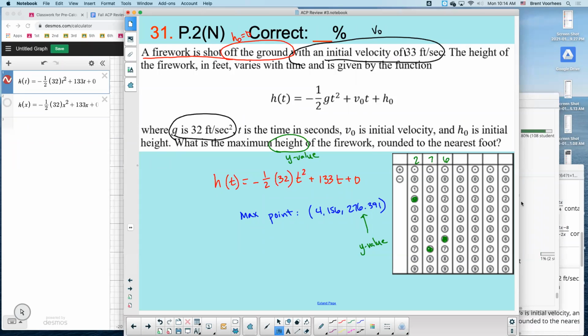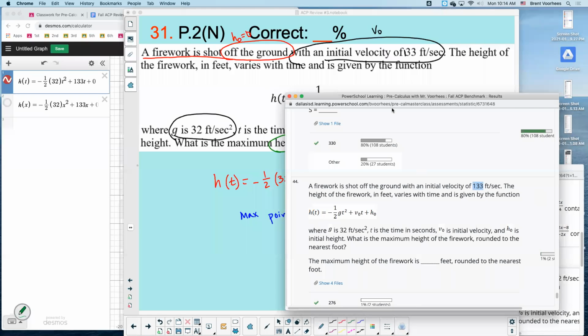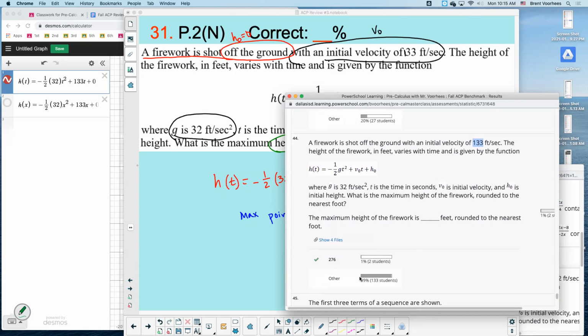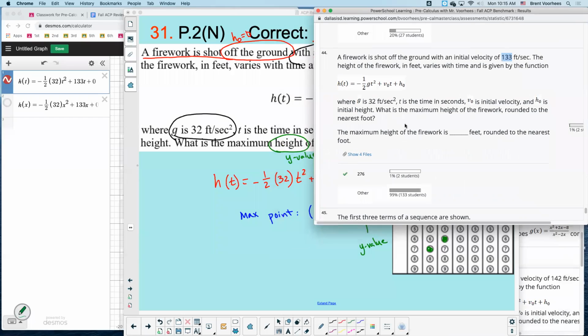276. And let's see how we did on the actual test. Only 2 students got that right. 133 other students either did not do it or got something else, but 276 was the correct answer. So only 2 students out of all of them got this one right.